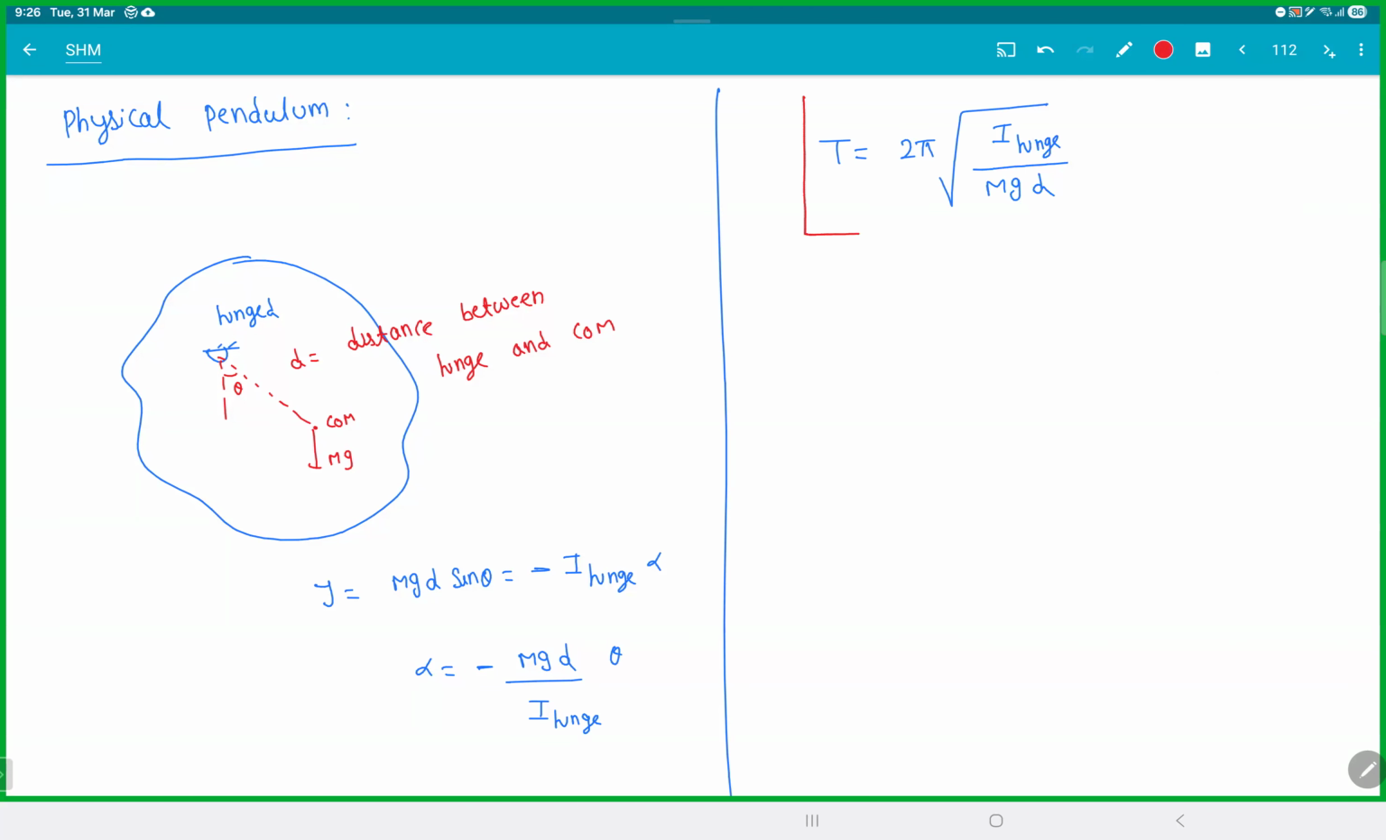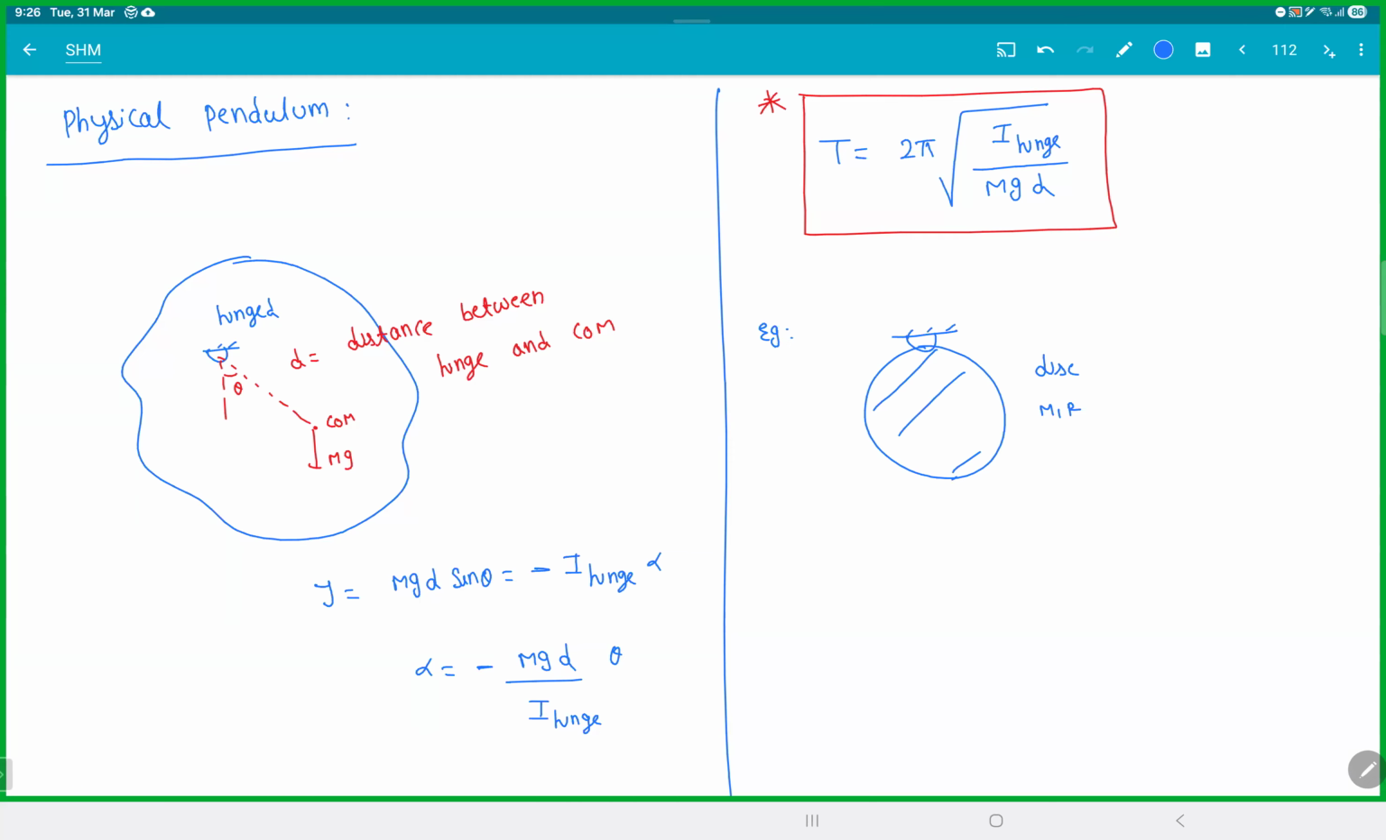So whenever you're having a body instead of a point particle, we have to use this. For a particle, I will be ml square, md square, d will cancel again, you get root L by g. So just to show an example, imagine you take a disk of mass m and radius R, and you suspend it here.